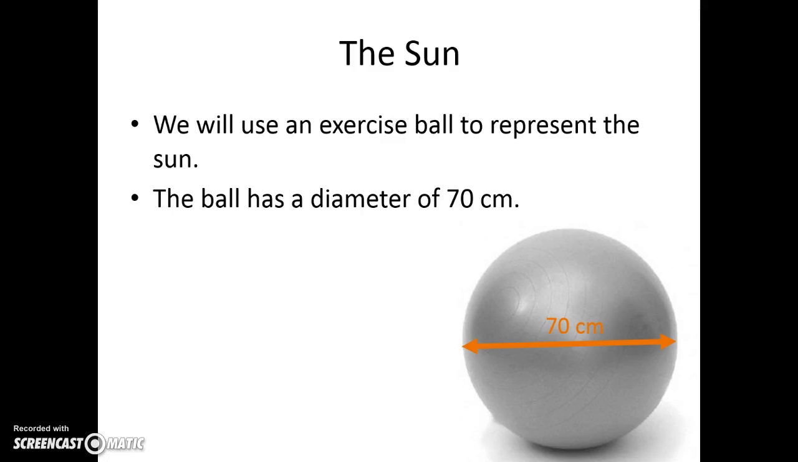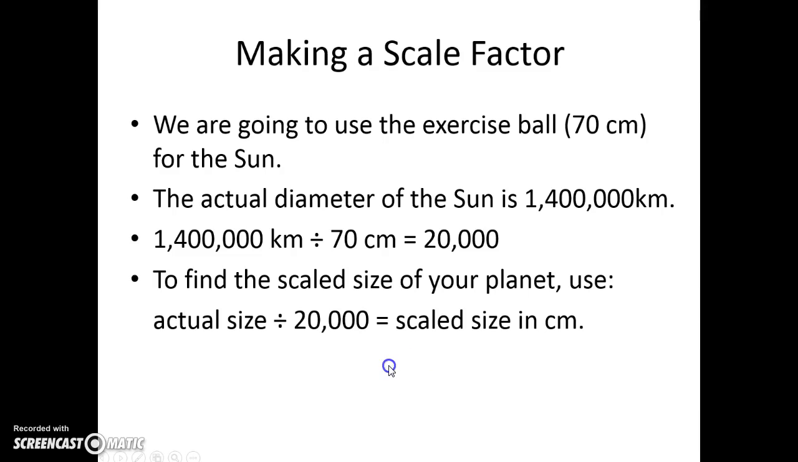Make sure also that you're taking notes as we go along because there is space on your paper for these notes. In this model, we're going to use an exercise ball to represent the sun. The exercise ball that we have today has a diameter of 70 centimeters, or at least that's what it said on the box, so that's what we're going to go with. Make sure that you write this down in your notes.